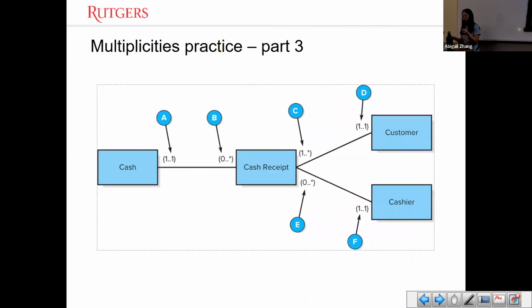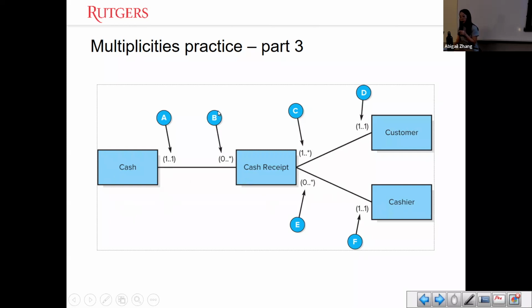So I got into a discussion earlier with one student. They got very confused about this multiplicity 1 and only 1, because some students ask me, okay, does it mean that there needs to be only 1 cash account? So here, let me just better explain. So let's look at this cash to cash receipt relationship, right?